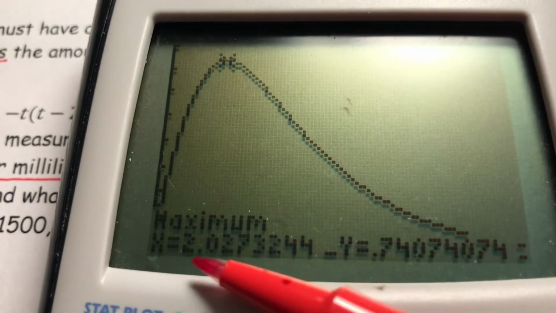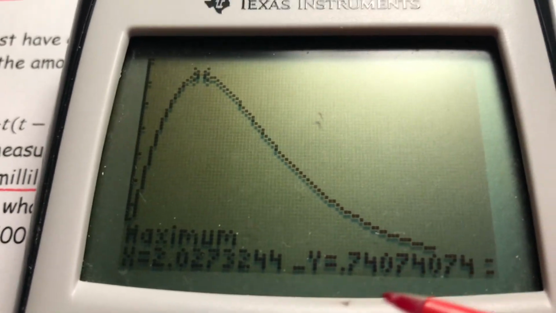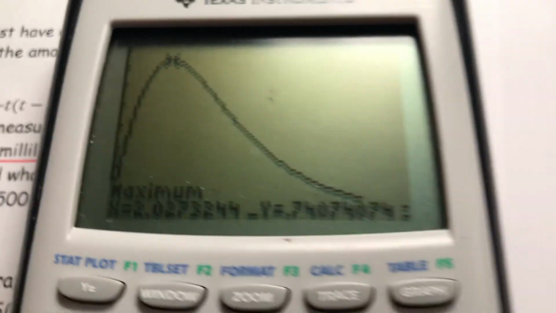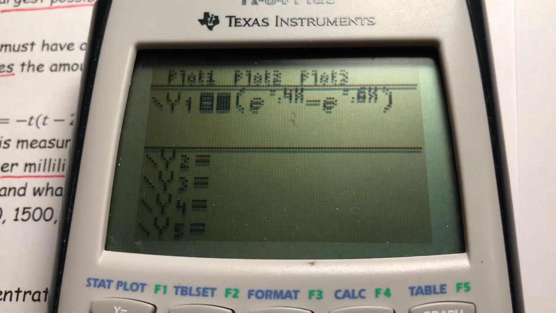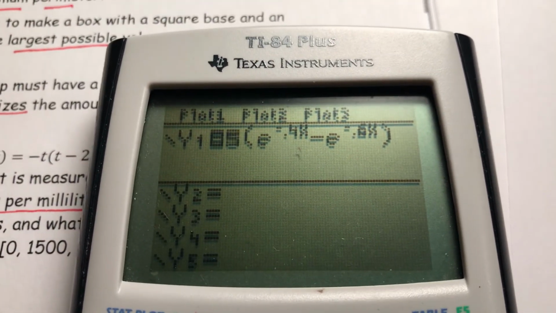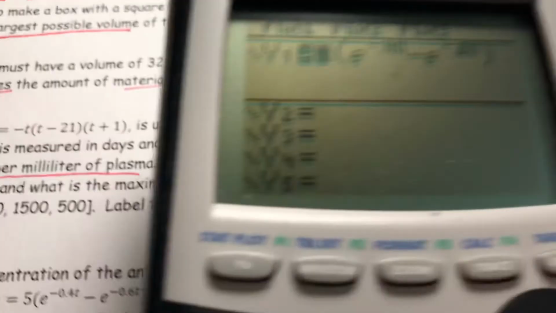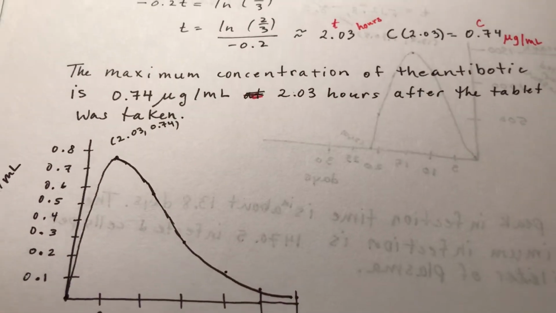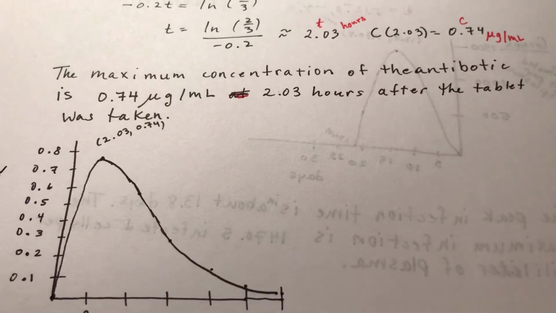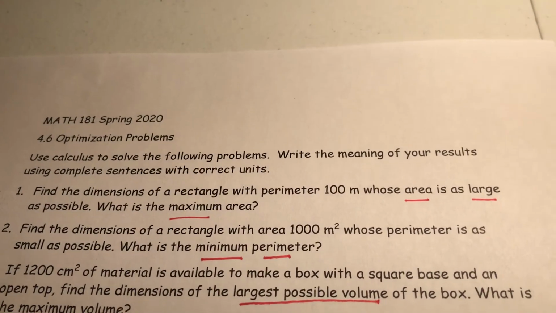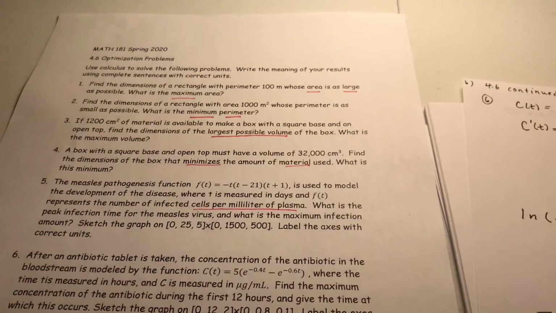Notice that it is 2.03 and 0.74. So on your calculator, and remember, we're putting in the original function here, and that is how I got my answers. Actually, validated or verified. Notice I didn't use the calculator at all here as far as graphing. I waited to the end to verify my calculus, which is why the directions always say, use calculus to solve the following problems. All right, that takes care of our optimization worksheet.